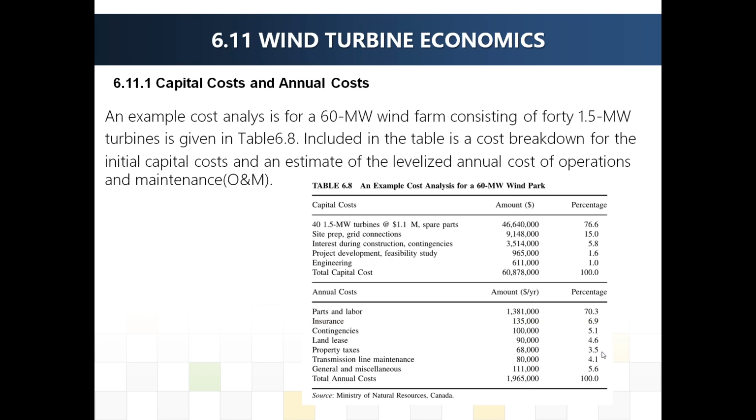An example cost analysis for a 60 megawatt wind farm consisting of 40 1.5 megawatt turbines is given in Table 6.8. Included in the table is a cost breakdown for the initial capital cost and an estimate of levelized annual cost of operation and maintenance. So for 40 1.5 megawatt turbines at $1.1 million each, multiply them together, it is about $46,640,000.